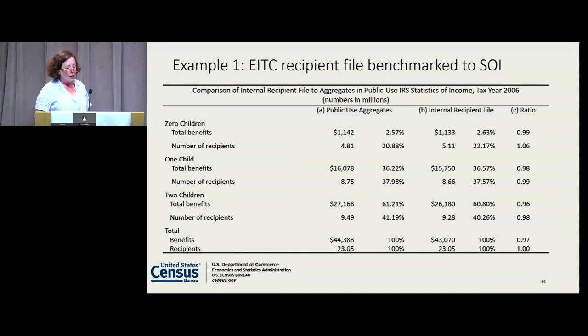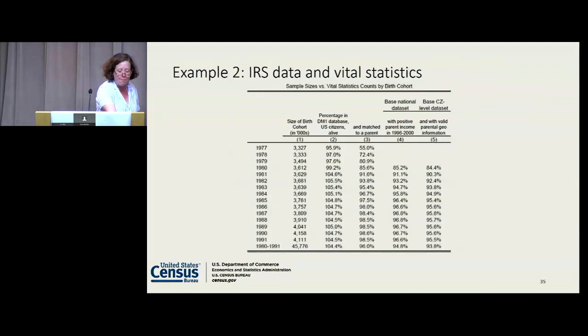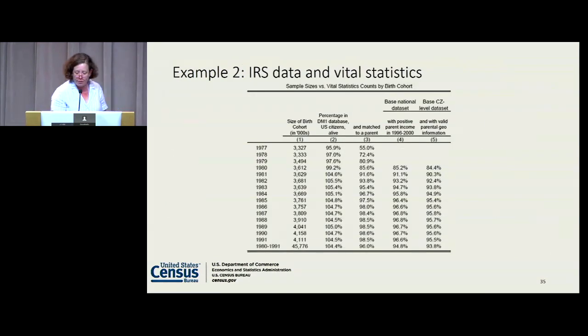Okay. Another example is from the Chetty 2014 paper that I mentioned earlier, where they had access to the earnings reports from within the IRS, and they benchmarked it against vital statistics to see how many people they actually had, compared to who was born in the years that they wanted to look at. And the idea, again, is the idea of an apparent population: how close to the population are you really getting when you're using these data? And so that, again, is a really nice exercise.